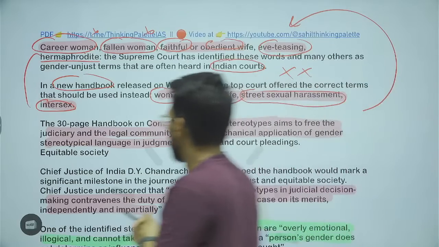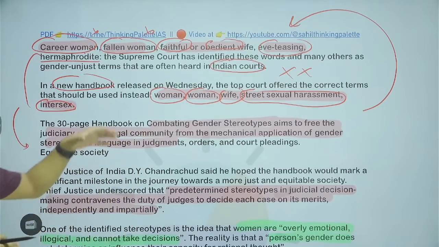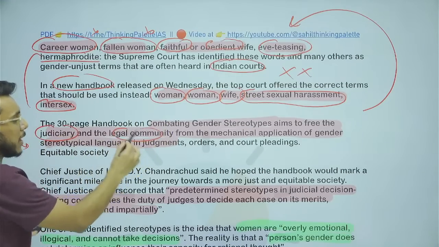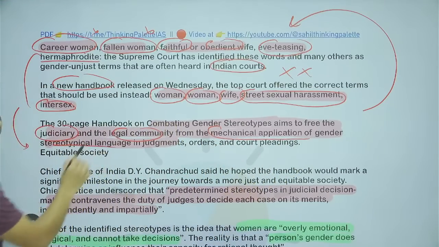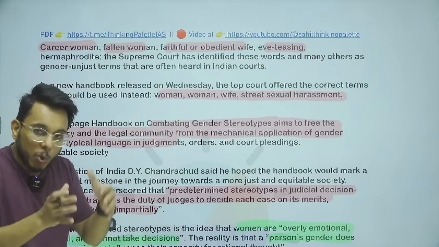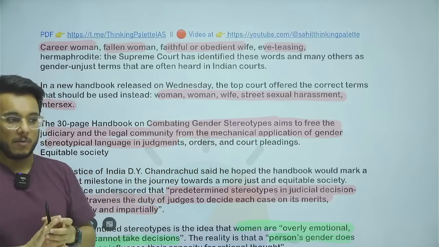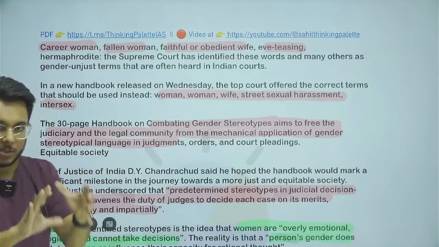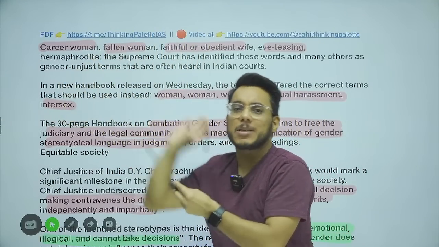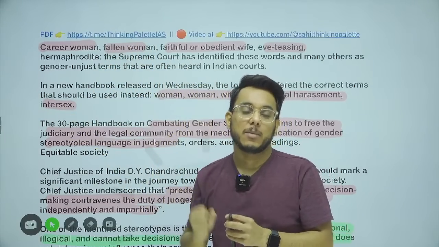Now moving on, the Supreme Court has very clearly provided that we need to combat gender stereotypes and gender wordings used in court, in order to free the judiciary as well as the legal community from the mechanical application of gender stereotypical language. Often we use predetermined words for women: women of compromised character, fallen women, disloyal women. The moment you use these words, you have by default created a negative perception of that woman, and the judges might also be carried away with that negative perception.